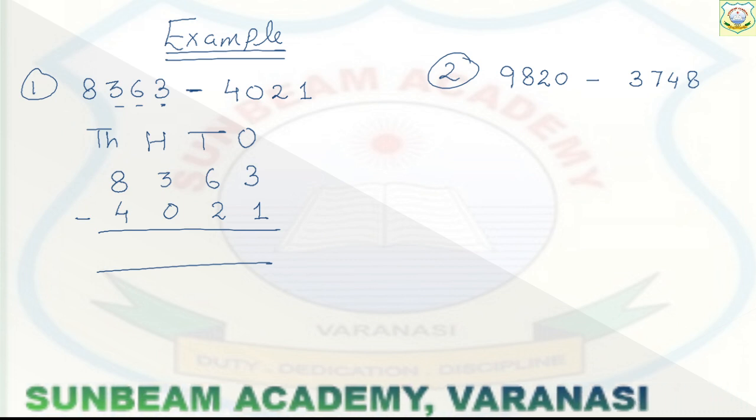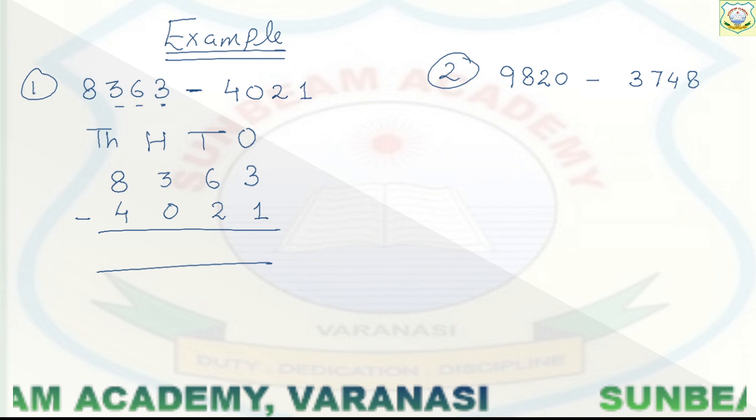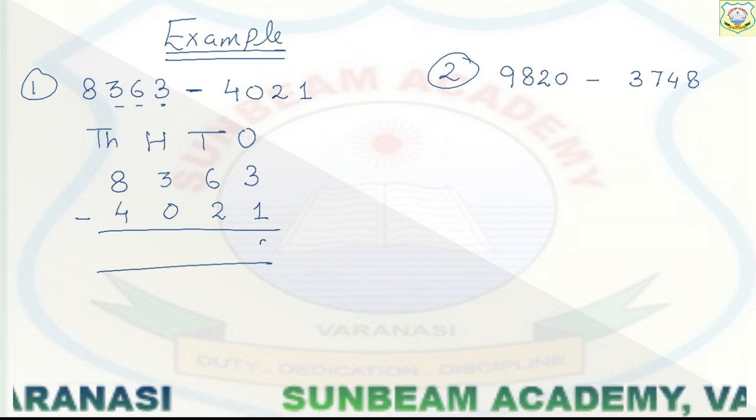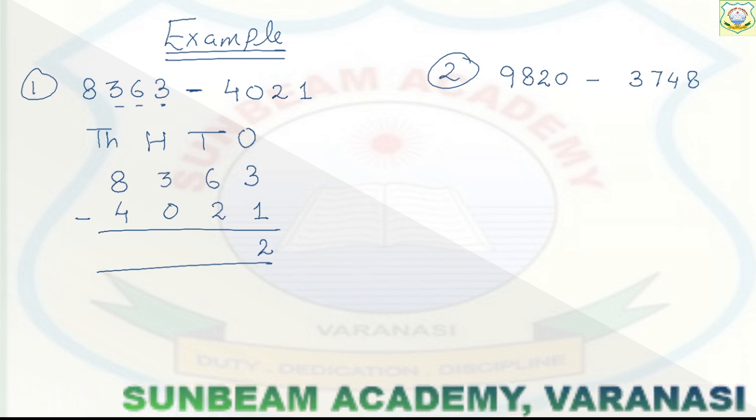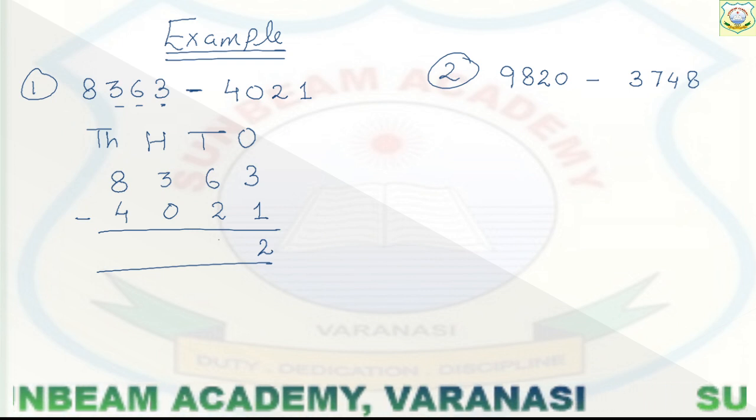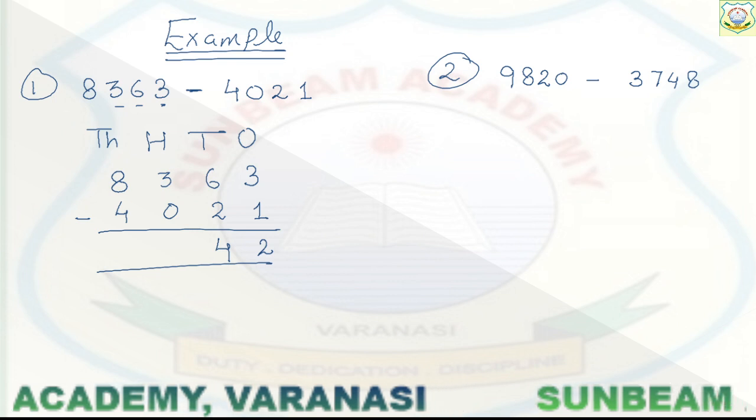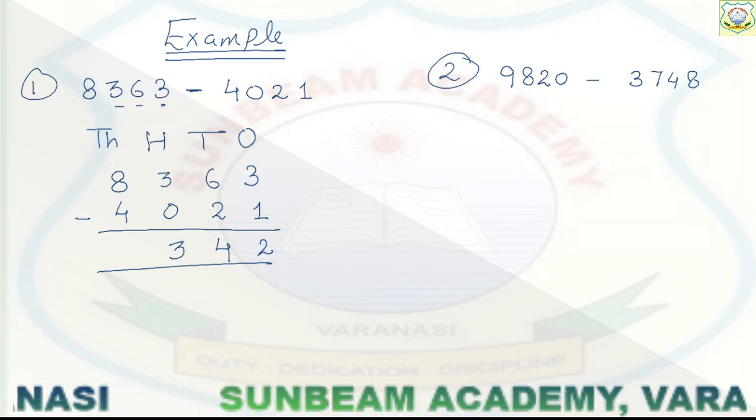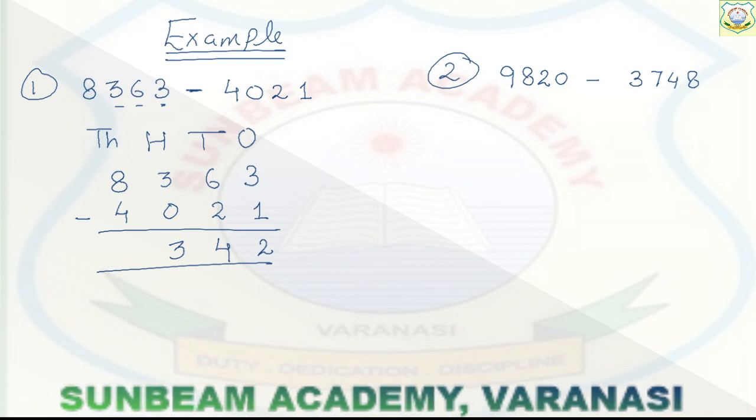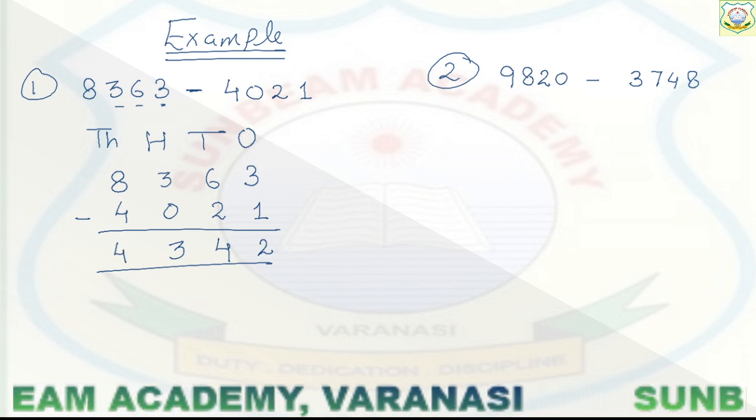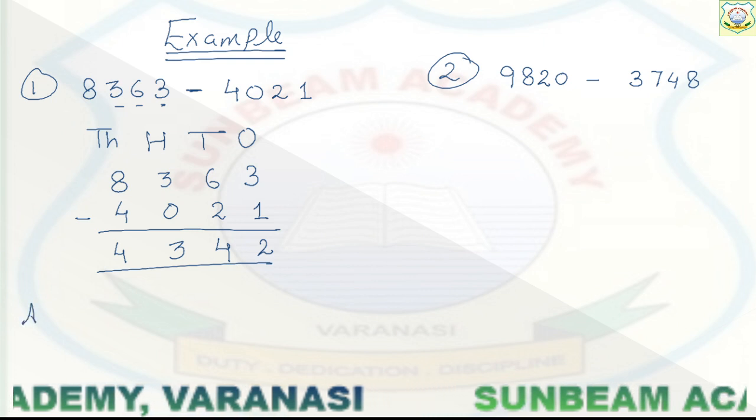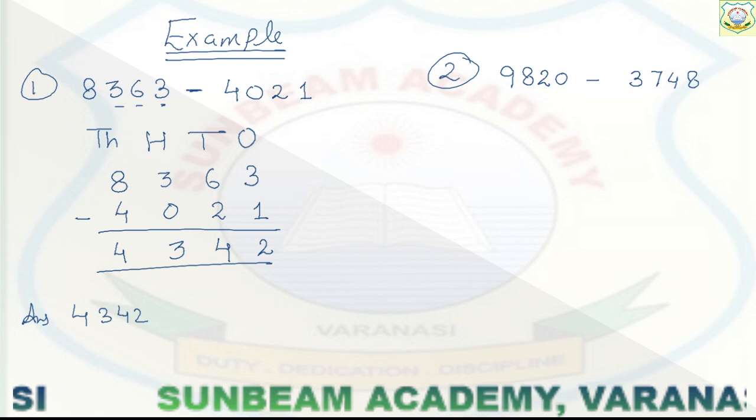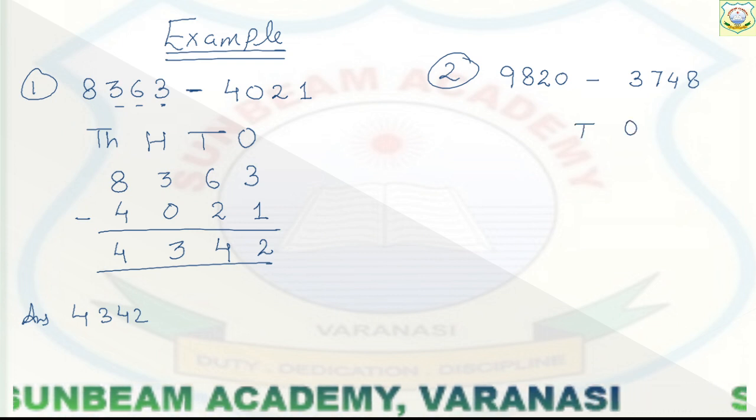Okay. So now let's start. 3 minus 1 is, what is 3 minus 1? 2. 6 minus 2? 4. 3 minus 0? If we subtract 0 from any number, we get the same number. 8 minus 4 is 4, right? So the answer will be 4342. Now note down the second one.